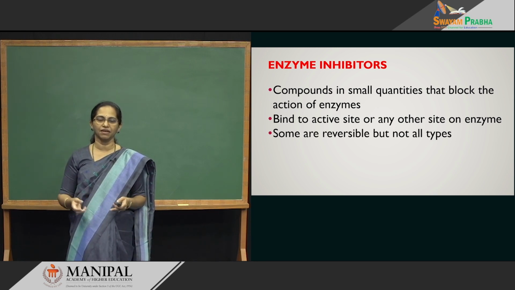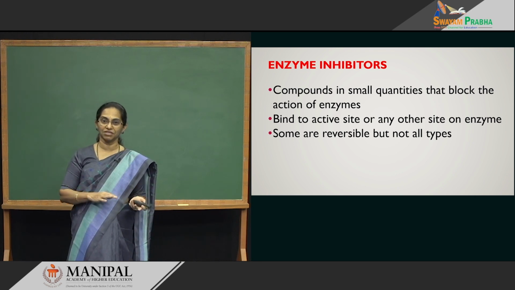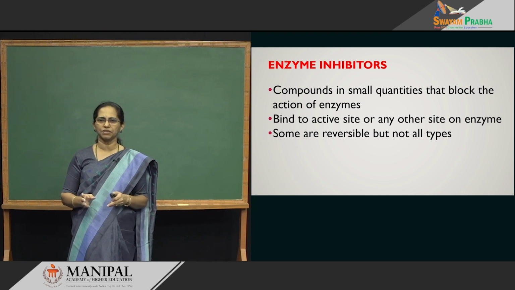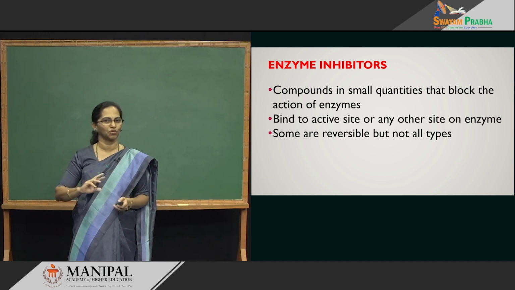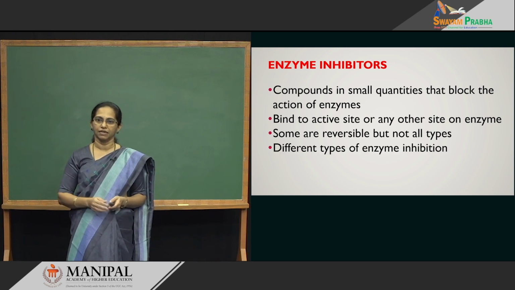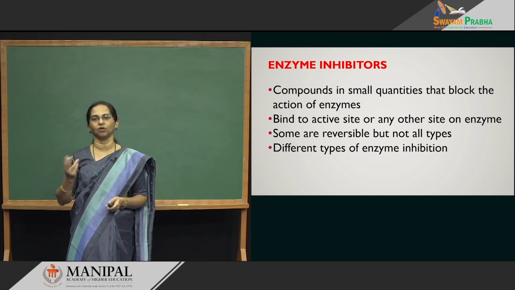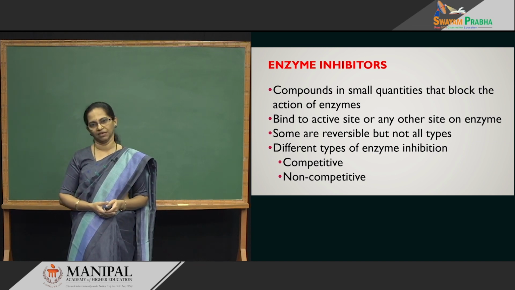And does it mean once it binds it is totally damaging? No, there are two types. It can be reversible or irreversible. Some types are reversible: you remove the inhibitor, enzyme is fine. Some types totally destroy the enzyme, that is irreversible. So, you have inhibitions of two types, reversible or irreversible, and depending upon whether it binds to the active site or not, you have types, that is competitive inhibition and non-competitive inhibition. So, inhibition in enzymes can be of two types, competitive or non-competitive.